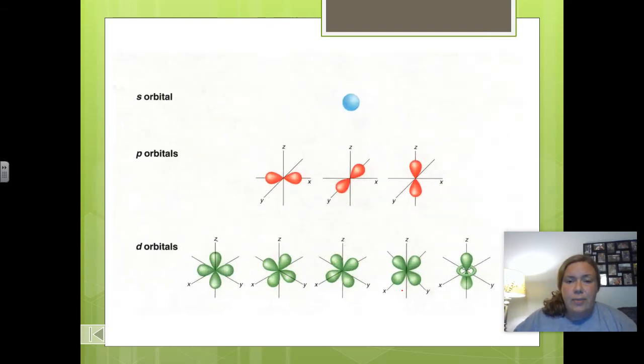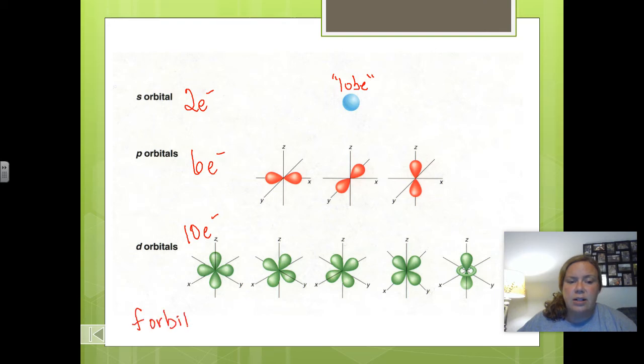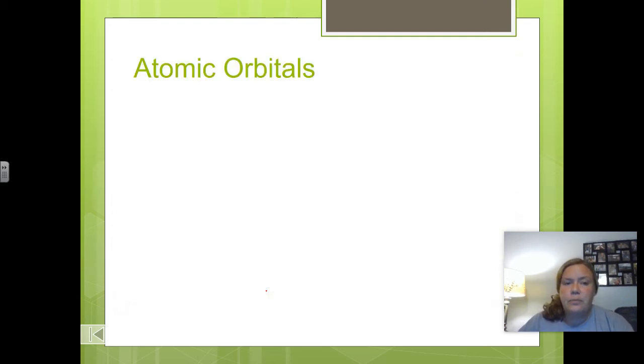So taking a look at them all together, you have the s, the p, and the d. Remember, an s orbital can hold 2 electrons. Notice there's just one lobe basically here. A p orbital can hold 6 electrons. A d orbital can hold 10 electrons. And there's one more orbital type, and we're not necessarily going to draw it, but that's an f orbital. An f orbital can actually hold up to 14 electrons. So we'll get into that shortly.